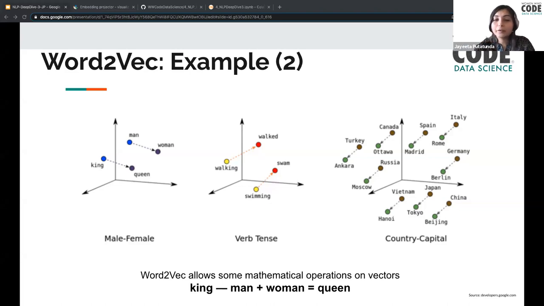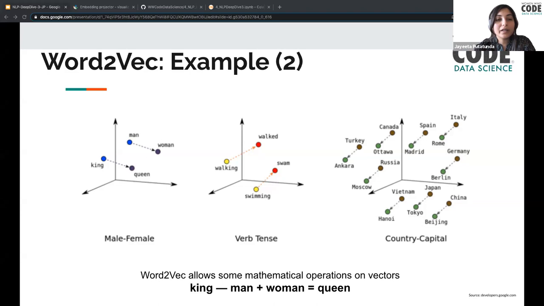So these vectors basically are very good at answering analogy questions in the form of: if A is to B and B is to C, then what is A is to C? They can answer those kind of questions as well. Great.